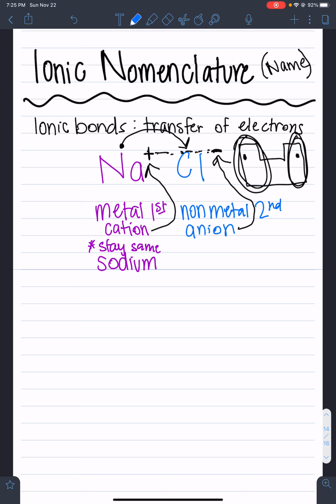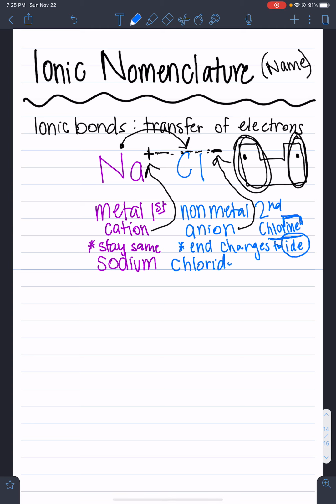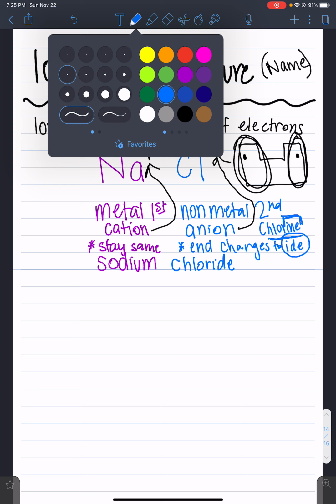How this is going to change is that the ending changes to "ide." So this is what you change the ending to. For example, if you find chlorine or Cl on your periodic table, its name is chlorine, right? And instead of writing chlorine, you're going to change this ending part to say "ide." So instead of chlorine, you're going to say chloride. So it's sodium chloride.